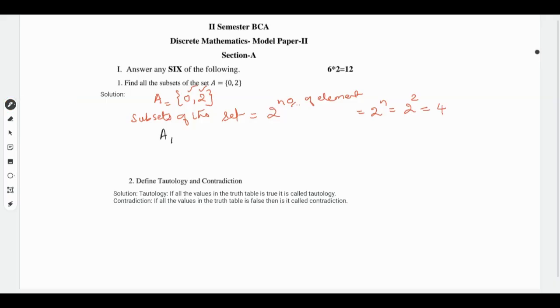A1 will be the set itself. A2 will be the single set 0 and A3 will be the single set 2. Then for every subset there will be an empty set. A4 will be the empty set. Then moving with the next question, define tautology and contradiction. Tautology, if all the values of the truth table is true, it is called tautology. If all the values of the truth table is false, it is called as contradiction.